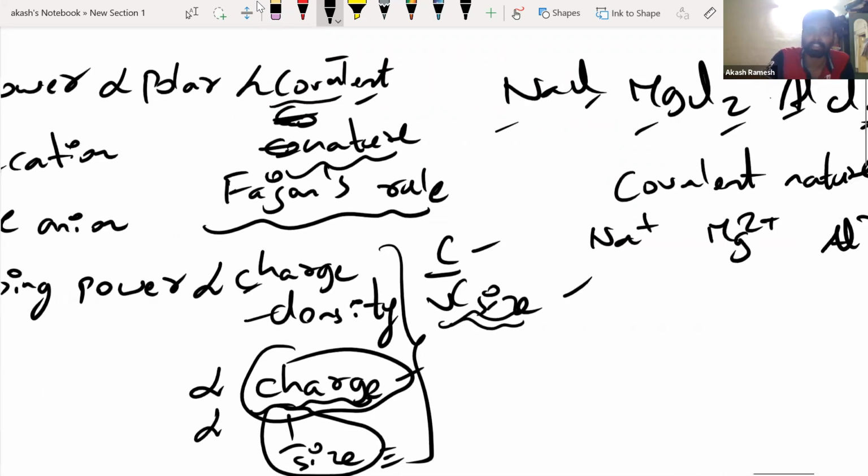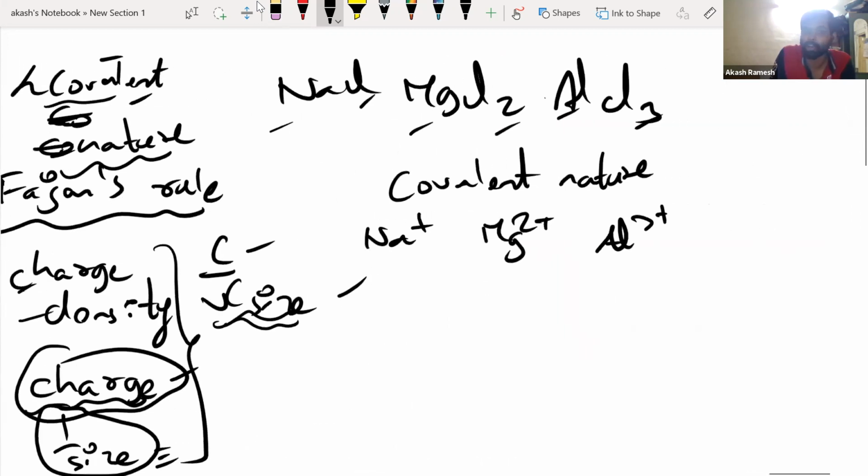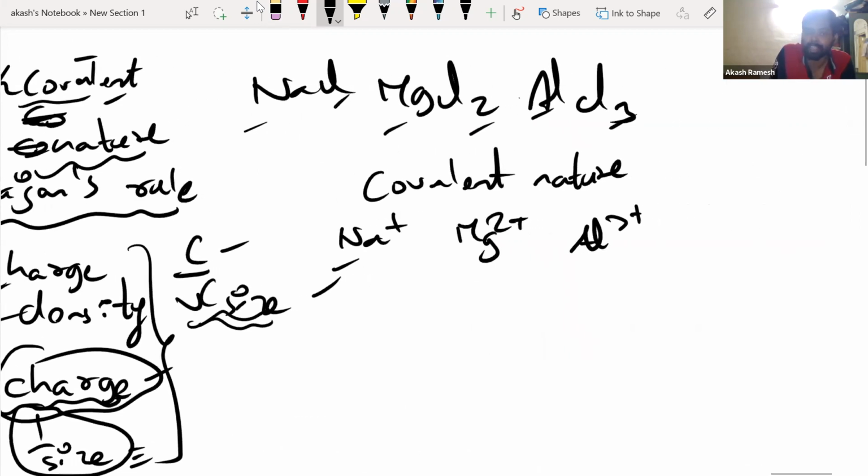Now look at this: this is +1, this is +2, this is +3. Can I say the polarizing power of Al3+ is the greatest? It is greater than Mg2+, and Mg2+ has more polarizing power than Na+, right? Now if I ask you to arrange them in the order of covalent nature, this is how you will arrange. If I ask you to arrange them in the order of ionic nature, then obviously you'll put the opposite. Wherever the covalent character is less, there the ionic character is more.